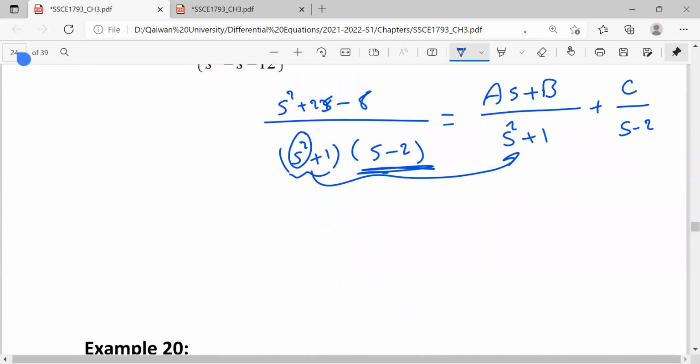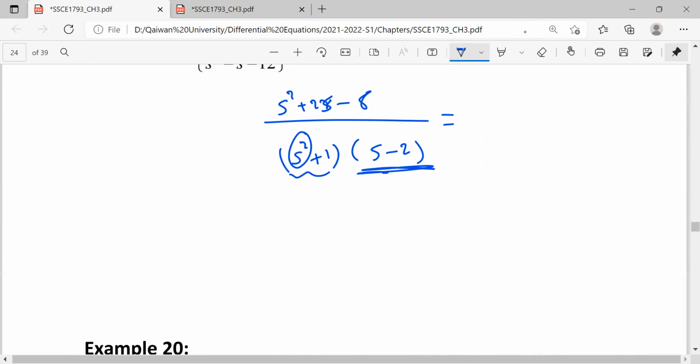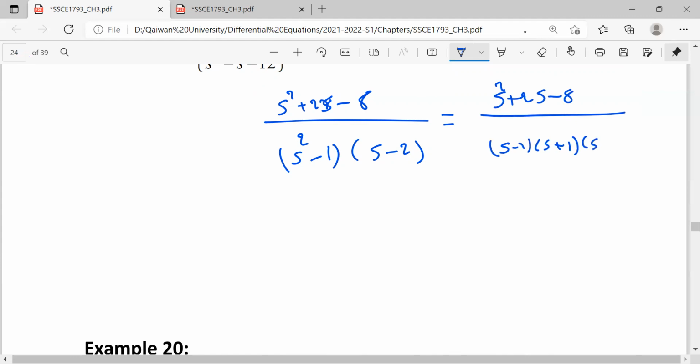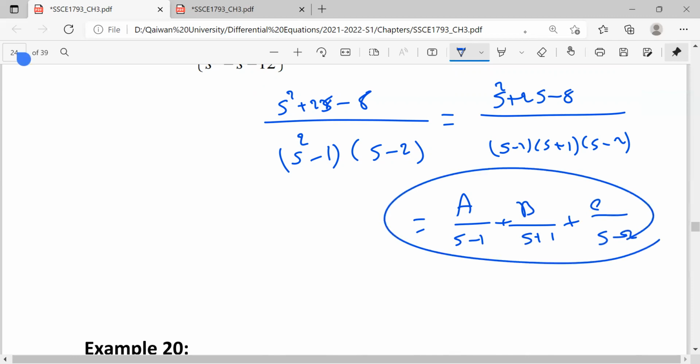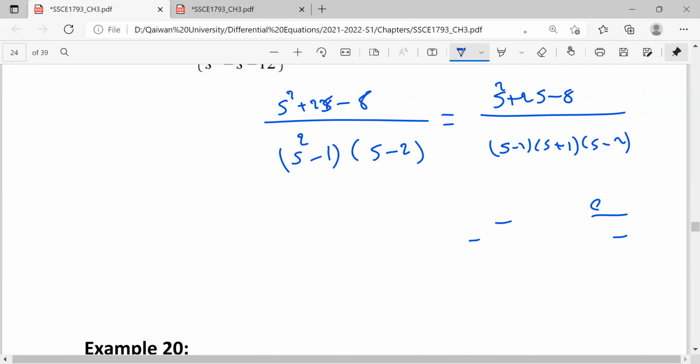So how about this one? If you have s squared minus 1 here, we can't leave it like this. You must factorize to the simplest form. It equals s squared plus 2s minus 8 dividing by s minus 1, s plus 1, s minus 2. And this equals a over s minus 1 plus b over s plus 1 plus c over s minus 2. We do that. This is the partial fraction of that fraction.